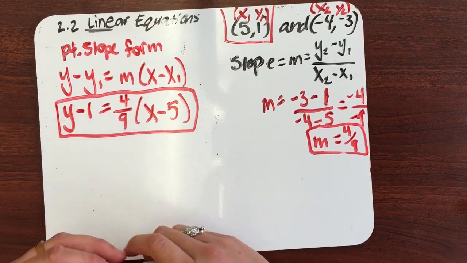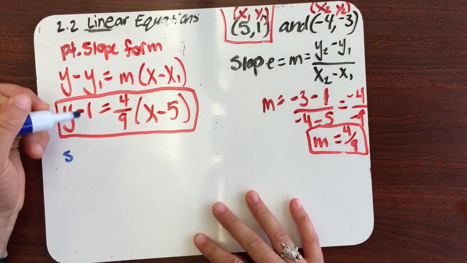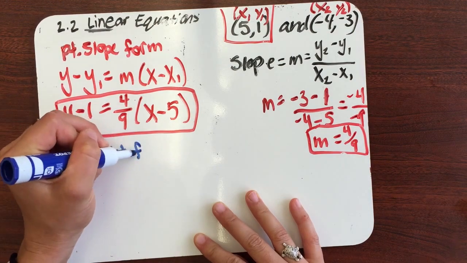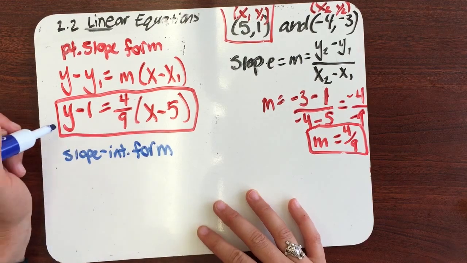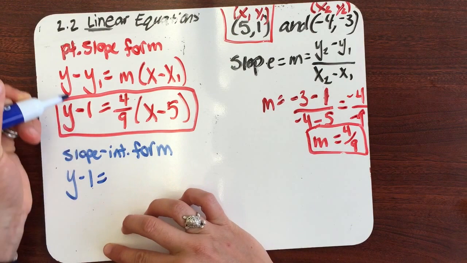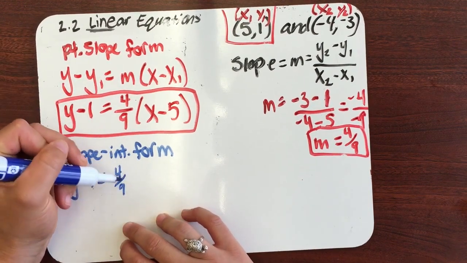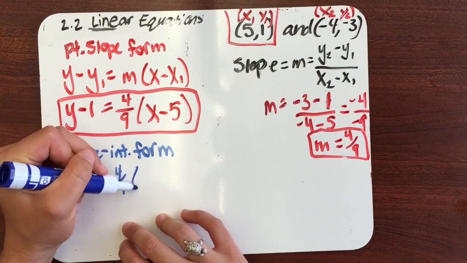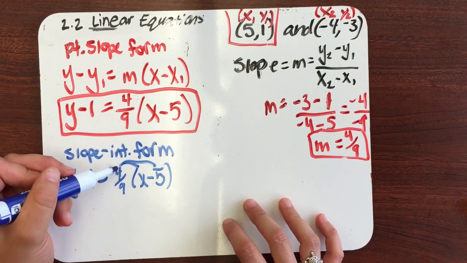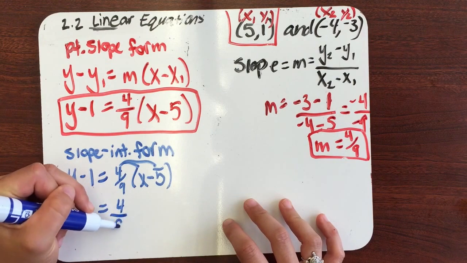The next one that we can get it in is slope intercept form. And that is when your y is on one side. So we're going to take the equation that we just did, which is in point slope form, and we're just going to manipulate it a little bit so that your y is by itself. So what we'll do is we'll first distribute in 4/9. When you distribute in, you're multiplying it to every term.